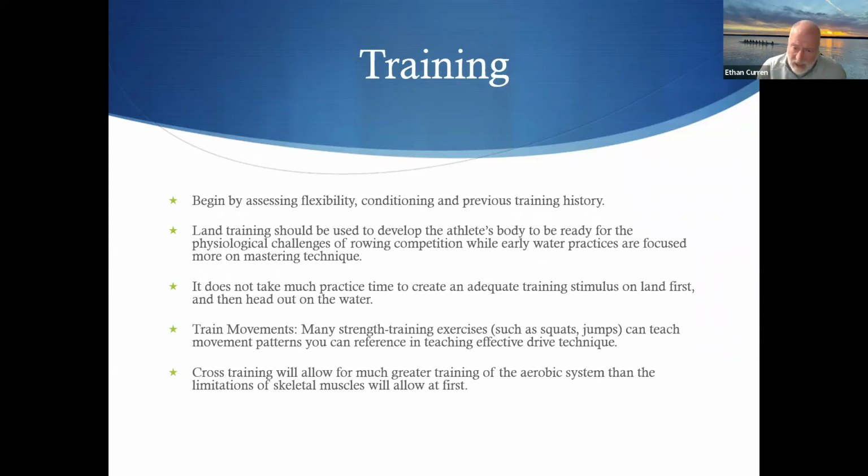And I think land training can be used to develop the athlete's body to be ready for competition, ready for the physiological challenges of rowing, while your early water practices are not at all focused on training and they're just talking about technique. It does not take a lot to create an adequate training stimulus at this phase. So you can keep your idea of, okay, we're gonna give them an adequate training stimulus on land first and then go out on the water. Or even if you have limited resources, if you can do it, you can switch back and forth.